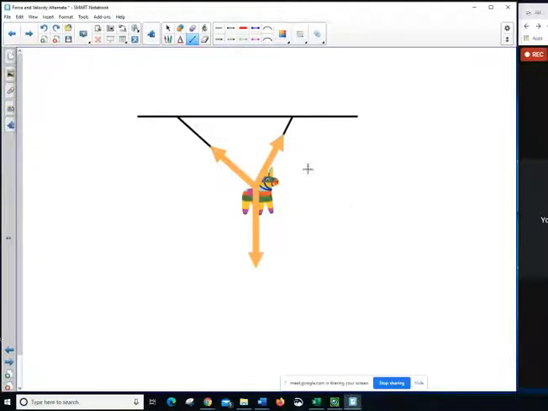So these are all the forces that are acting on this object, but the object's not moving. So who can tell me what is special about all these forces? What relationship do all these forces have? They add up to zero. Okay, the net force has to be equal to zero.